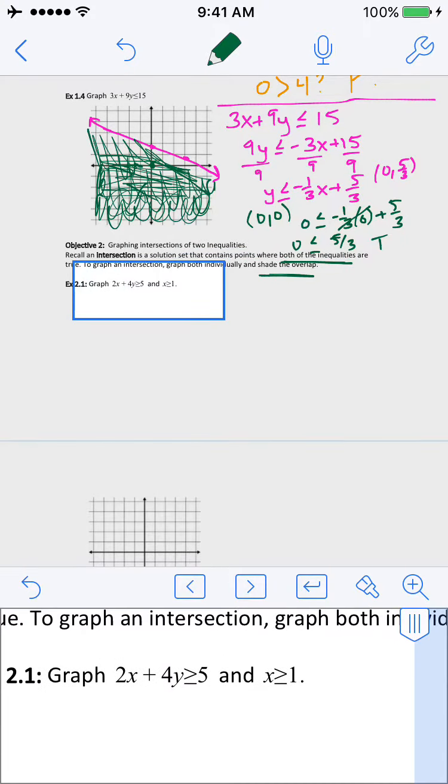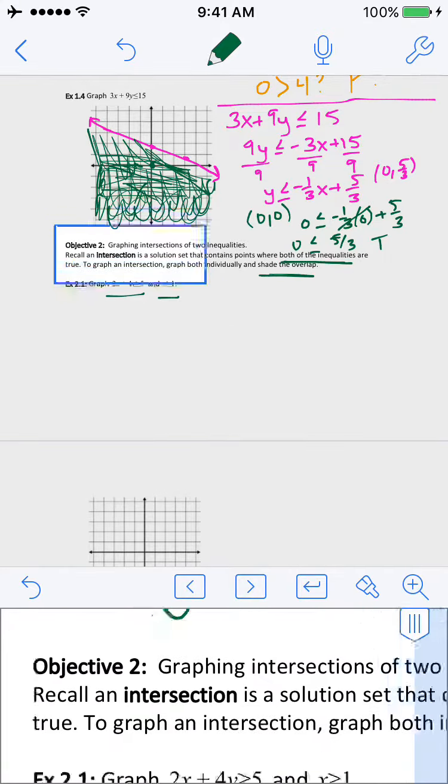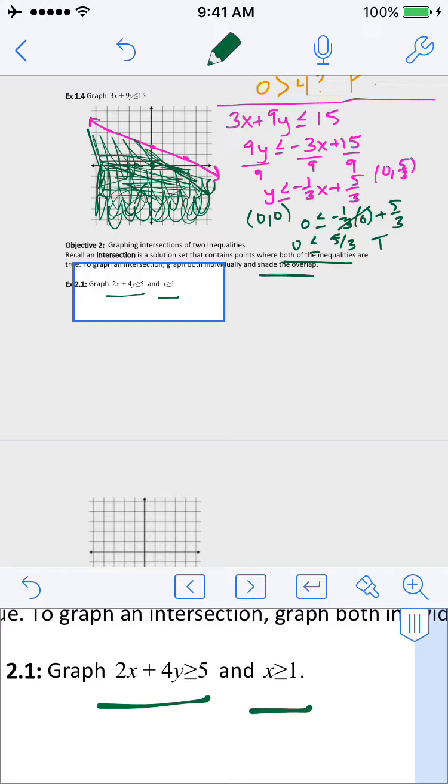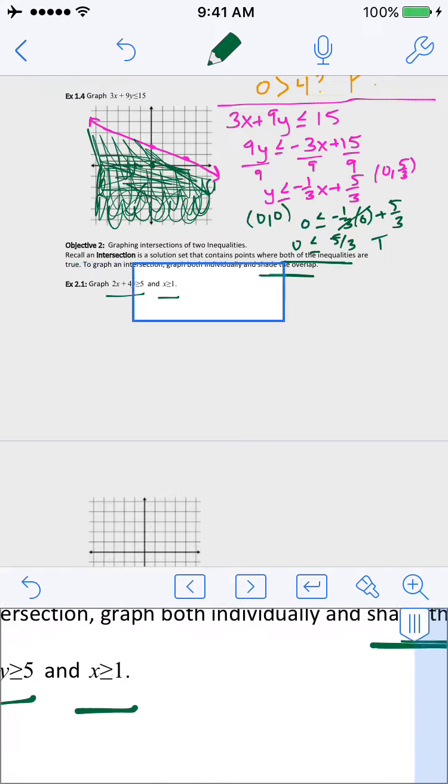So let's take a look here. Sometimes you'll see it written like this: graph 2x plus 4y is greater than or equal to 5 and x is greater than 1. So they're basically telling you that not only is this a true thing, this is also part of the true zone as well. So let's take both those equations, and again, yours are probably lined up, mine are not because I had to squish it down. So luckily yours are probably right there by the graph. But just in case, let's go ahead and rewrite them over here.